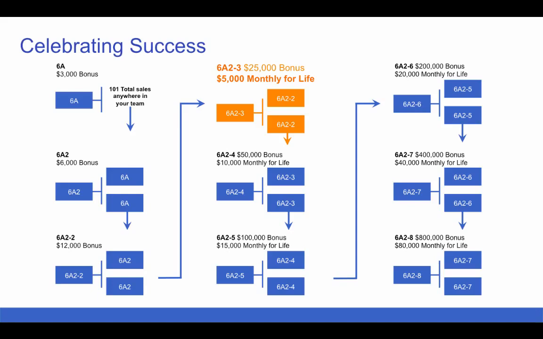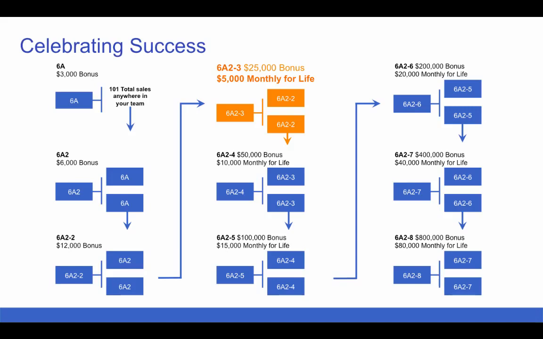When you get to 6A2, you get a $6,000 bonus. Of course, you can see on the diagram, what does that mean? It means that you help 2 people achieve 6A rank. Now, once you're a 6A2, if you help 2 other people in your organization become a 6A2 just like you, and they have to be in different lines, okay? It doesn't count if they're in the same line. It has to be 2 different lines. So as a 6A2, if you help 2 people get to that 6A2 rank, you become what's called a 6A2-2.